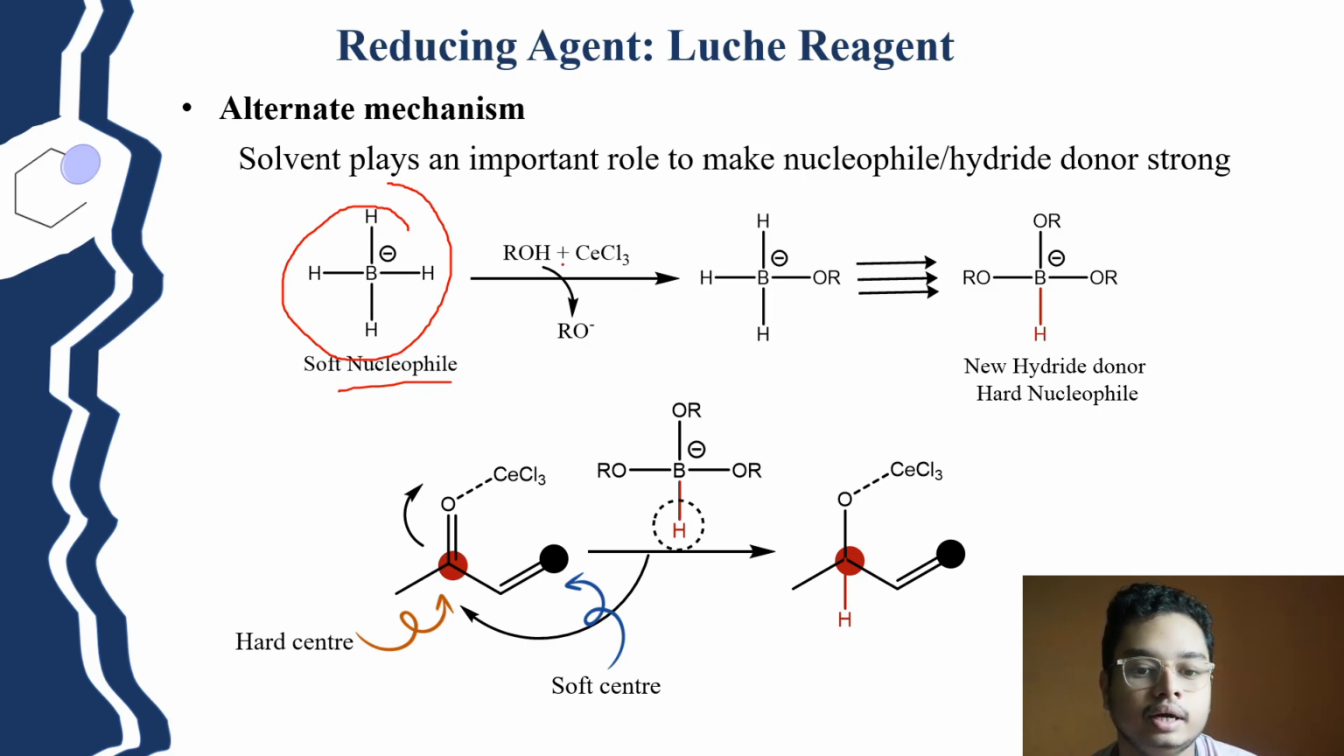Okay, now in the presence of alcohol solvent and sodium chloride, it will generate this type of RO minus, which actually attaches to this particular boron. And now, due to the electron donating ability of this OR, what happened is the negative charge has built up much more.